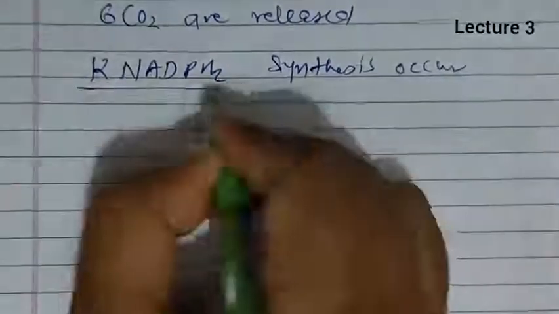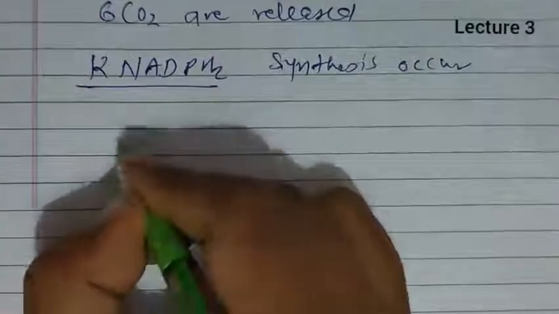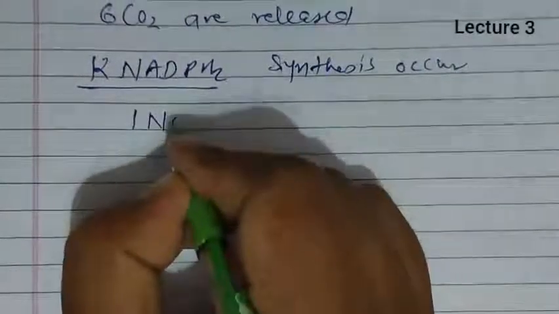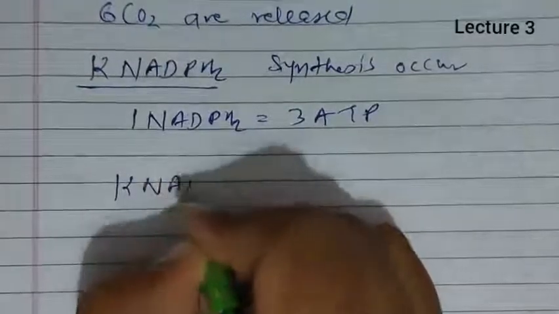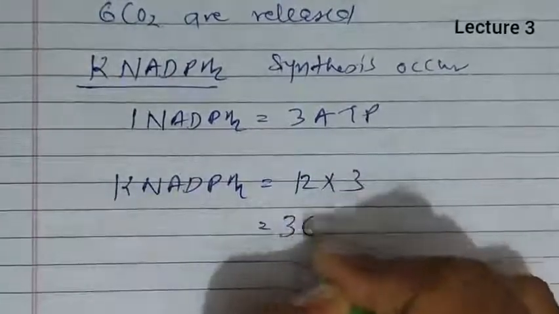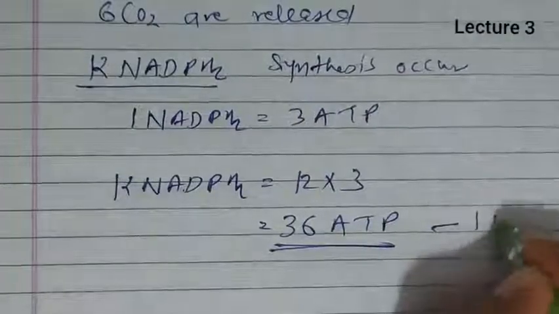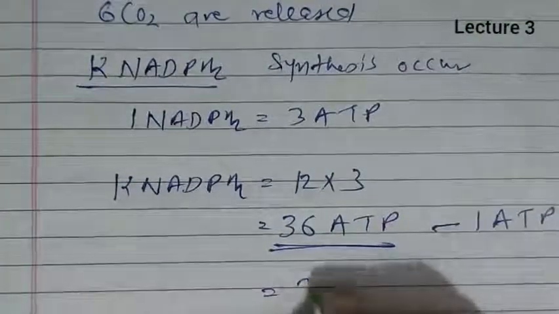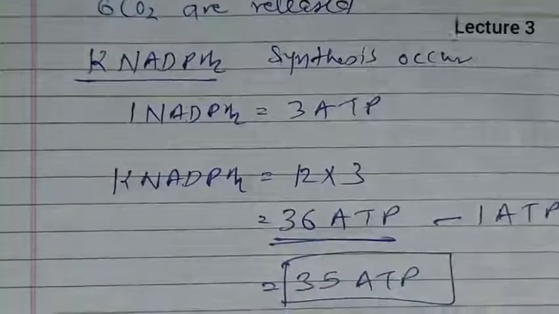Now 12 NADPH2, 1 NADPH2 is equal to 3 ATP if I consider, then 12 NADPH2 is equal to 12 into 3, that is 36 ATP. But 1 ATP is used in the first step, so minus 1 ATP, so in total it becomes 35 ATP.